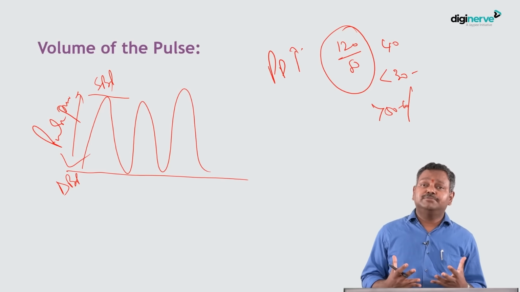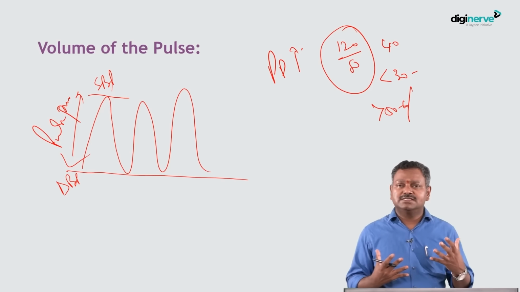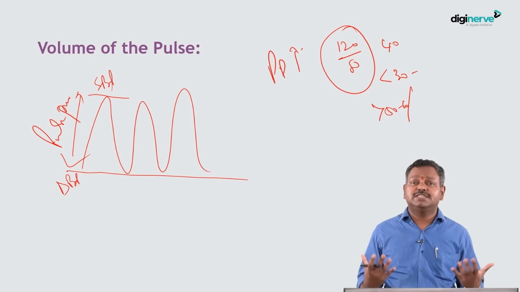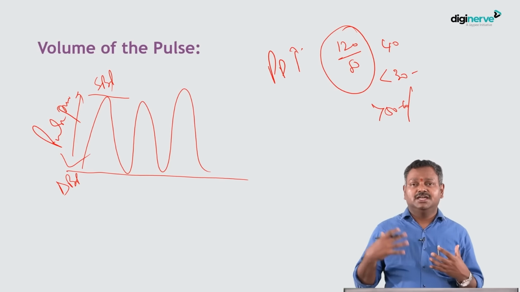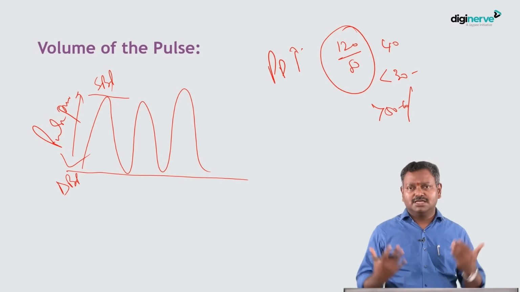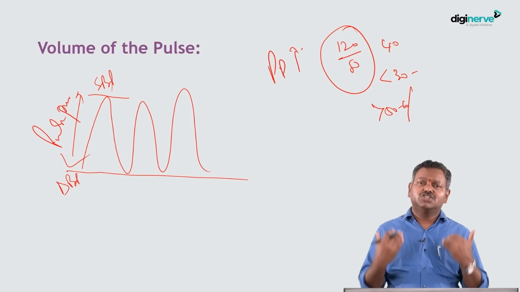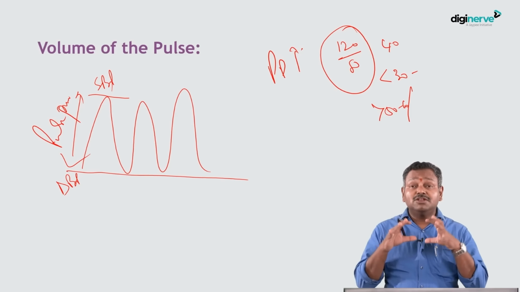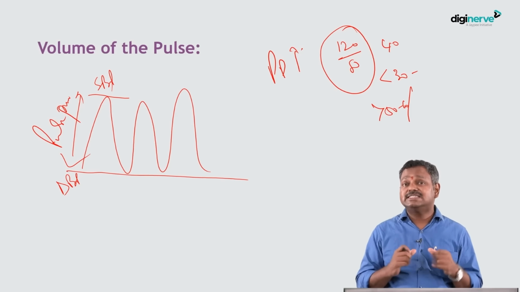All of you know about the abnormalities. You have high volume pulses, which we call pulsus magnus, sometimes we call it a collapsing pulse, classically seen in high output states, mitral regurgitation, aortic regurgitation, patent ductus arteriosus. The low volume pulses are seen in shock, heart failure, mitral stenosis, aortic stenosis.